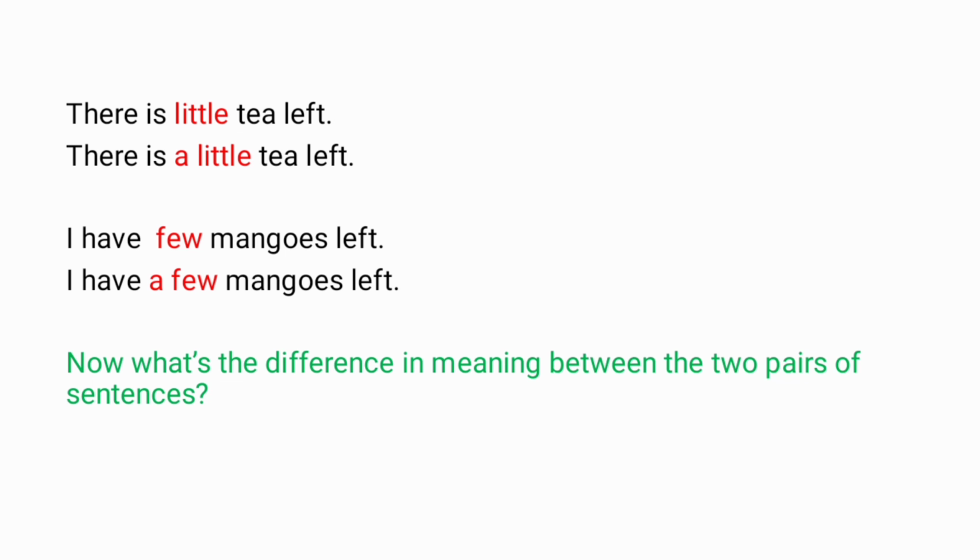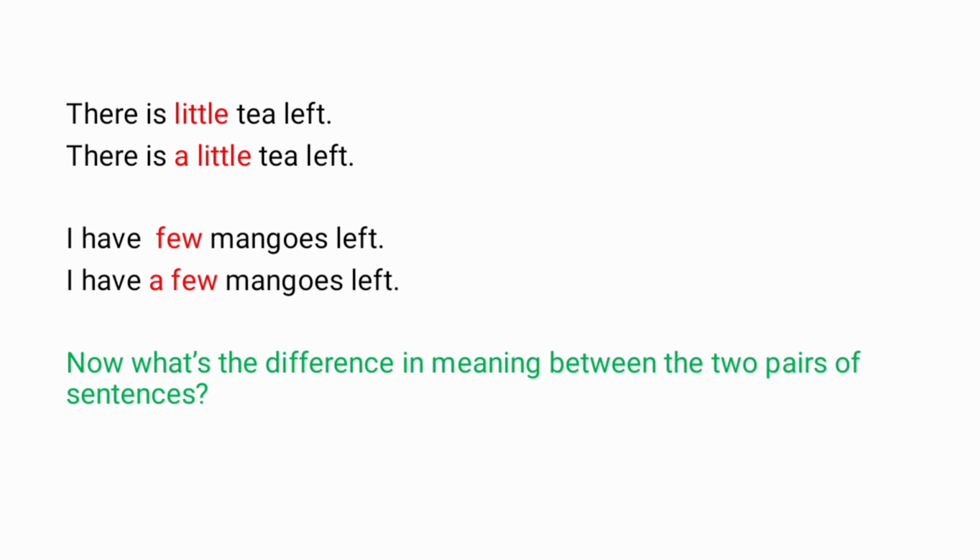I have two pairs of sentences here. The first pair involves the use of little and a little, and the second pair involves the use of few and a few. We are going to see how to use little and a little and how to use few and a few in the next slide.